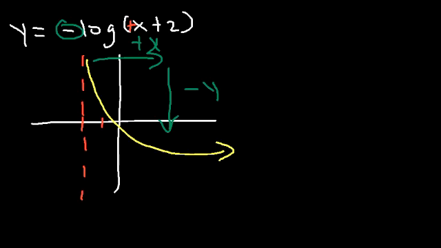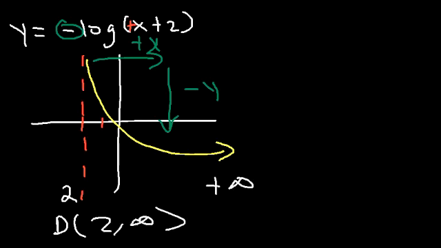So if you want to write the domain for this function, it's going to start from the vertical asymptote of negative 2 and go to infinity. So it's negative 2 to infinity. The range is going to be all real numbers, negative infinity to infinity.